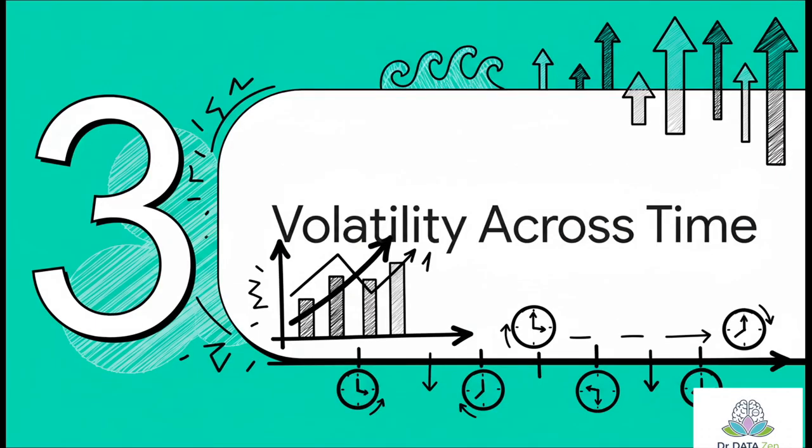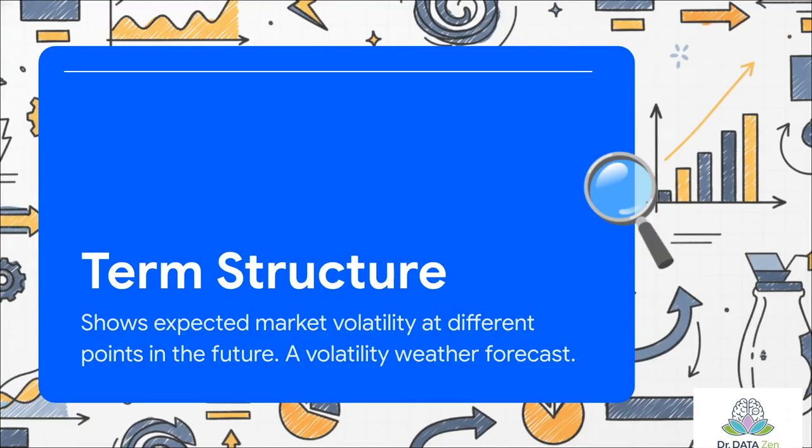Okay, let's move on to our second big concept. So we've talked about different price levels with skews. Now let's talk about different time horizons. This is where term structure comes in. Term structure is basically a timeline of expected choppiness in the market.